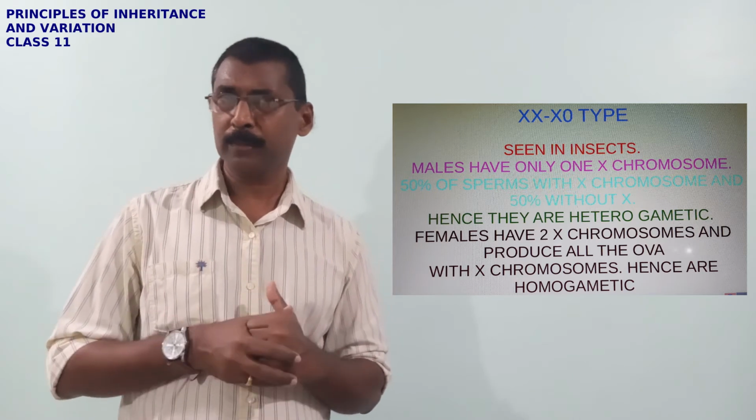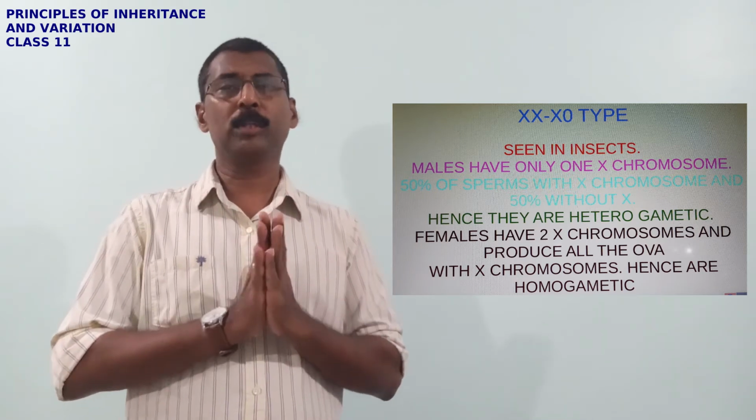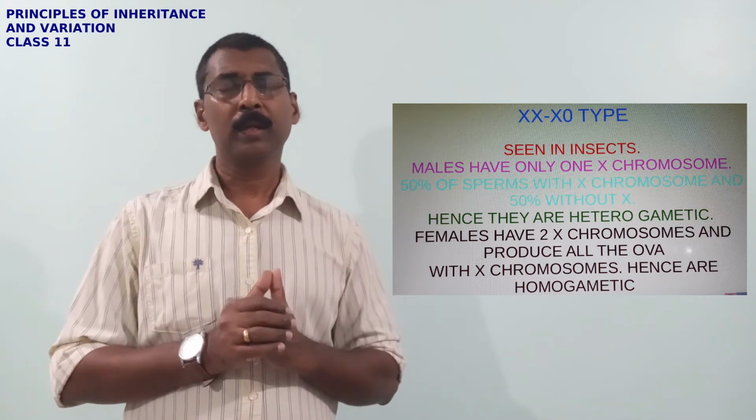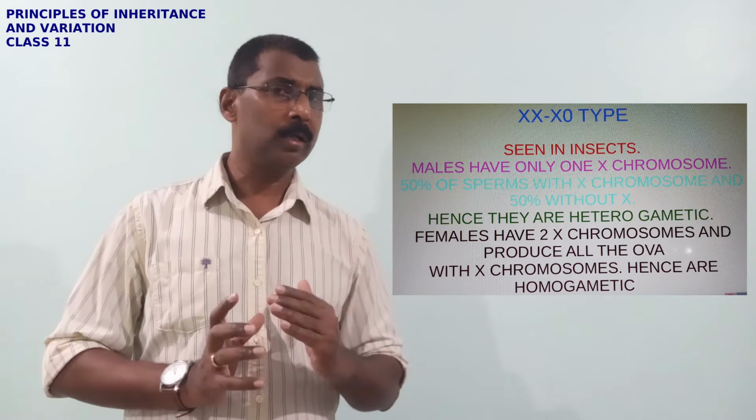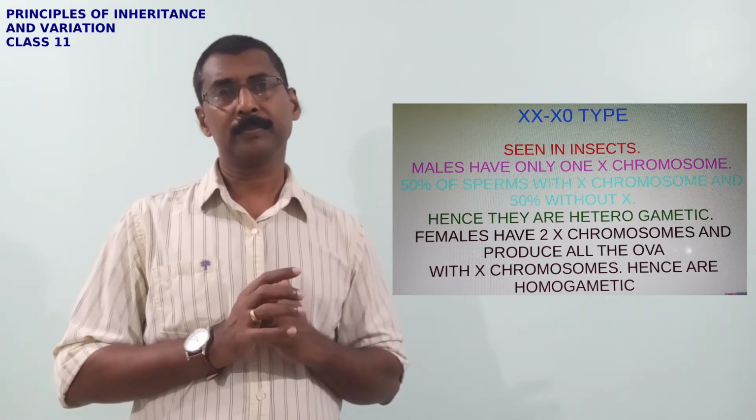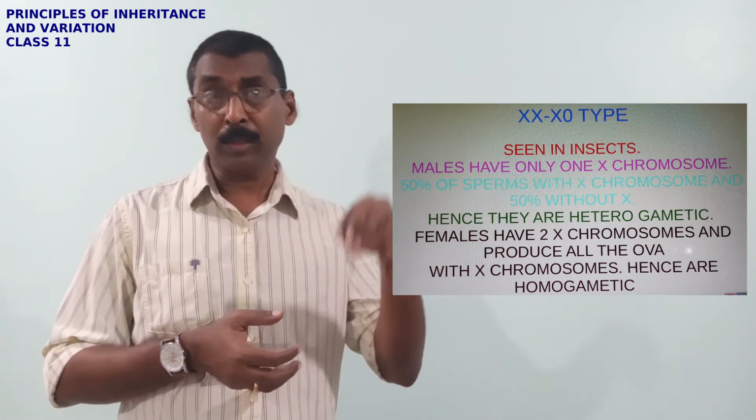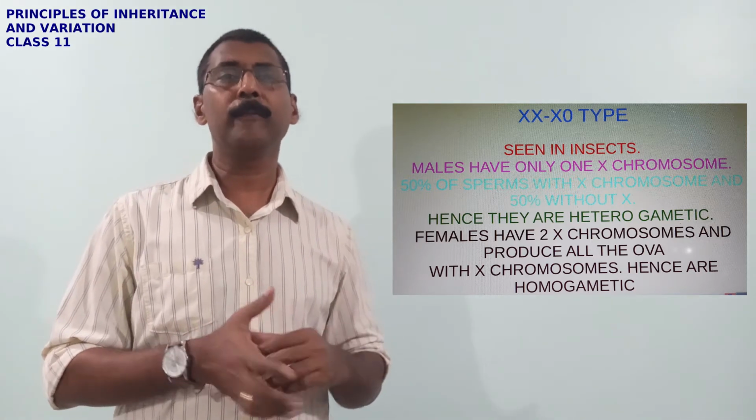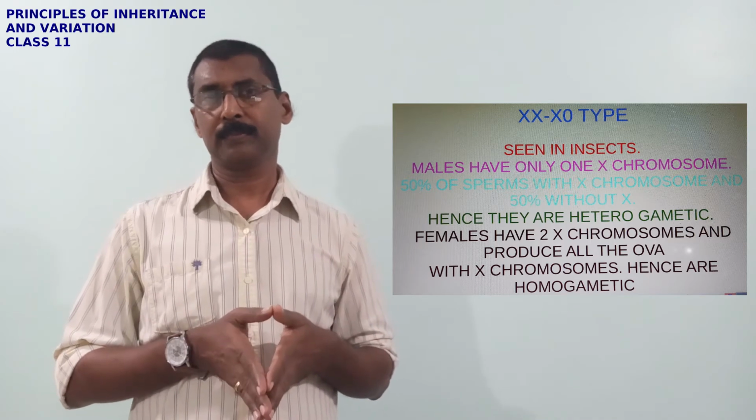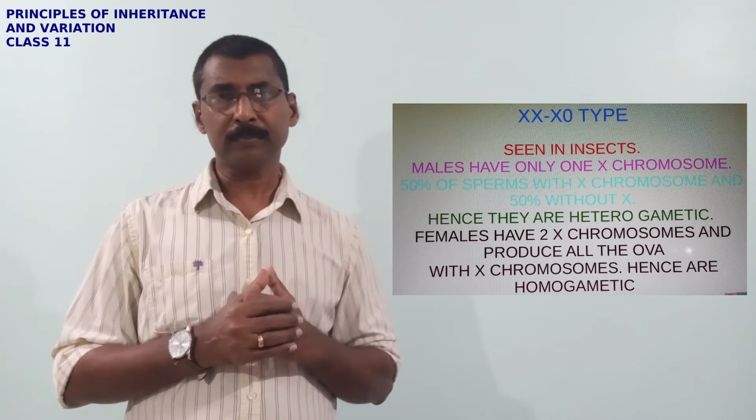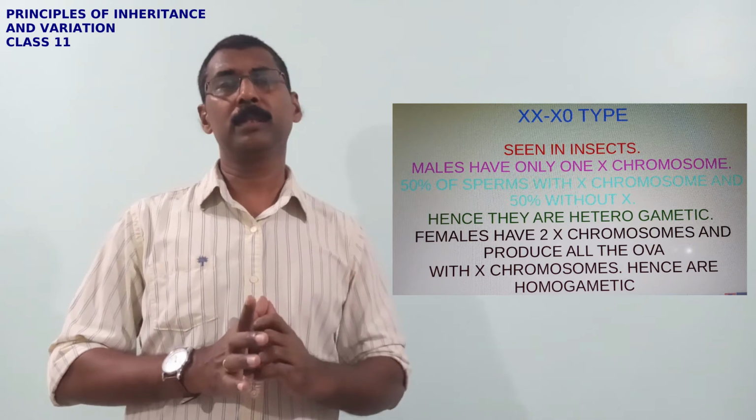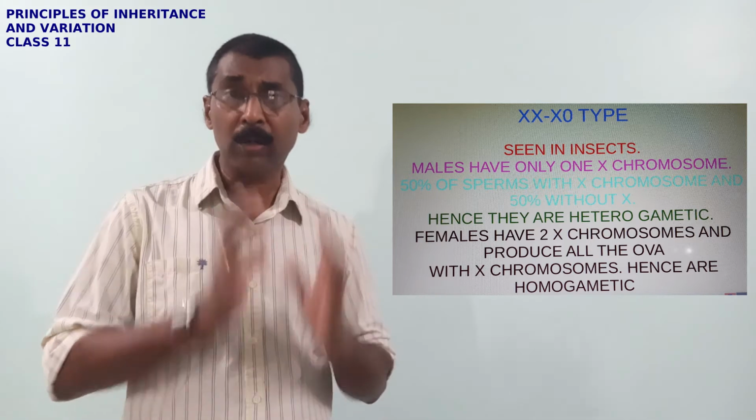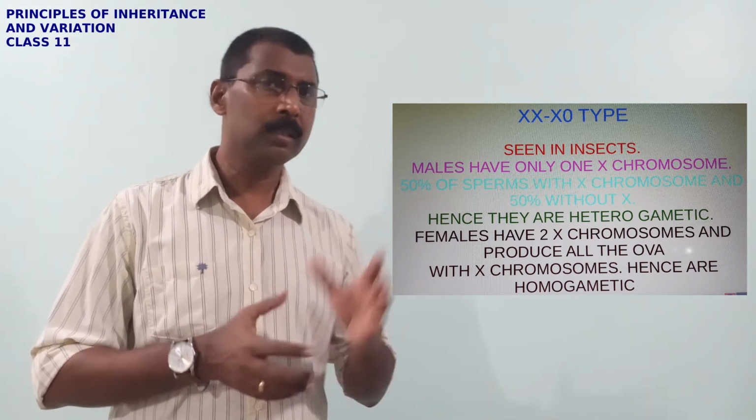You know what autosomes are? There are two types of chromosomes in individuals, autosomes and allosomes. Autosomes have no role in determining the sex, and those chromosomes which have a role in determining the sex of the individual are called allosomes. Allo means different. They are different from autosomes, and their role is to determine the sex of the individual.